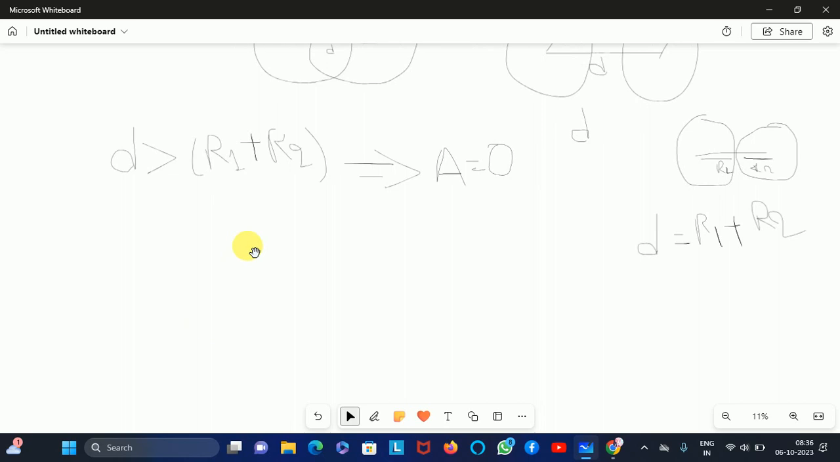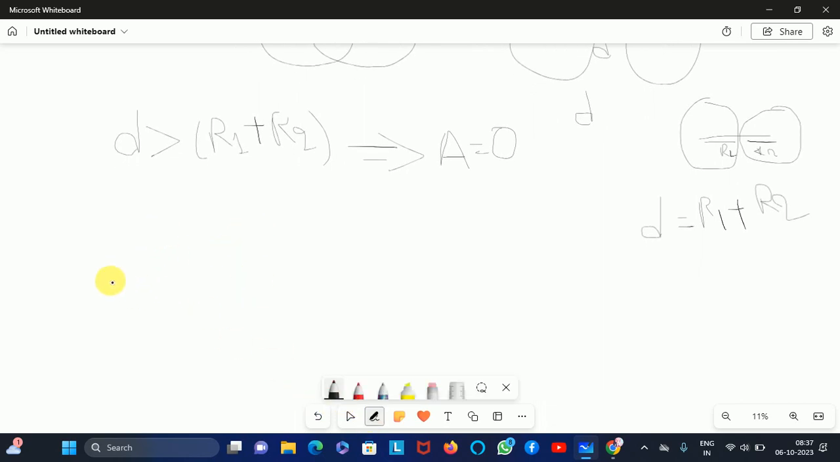And the second is if D is less than or equal to R1 minus R2, and one more condition, if R1 is greater than or equal to R2, in that case we can say that the whole smaller circle will be inside, and this radius will be R2.